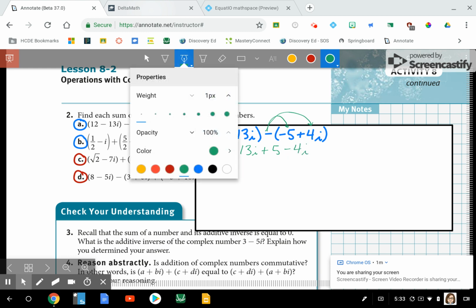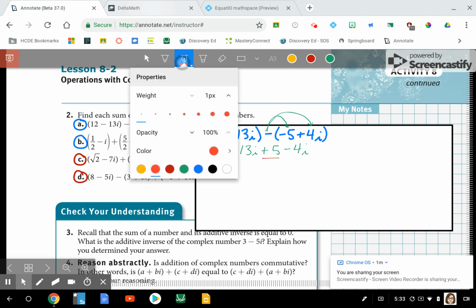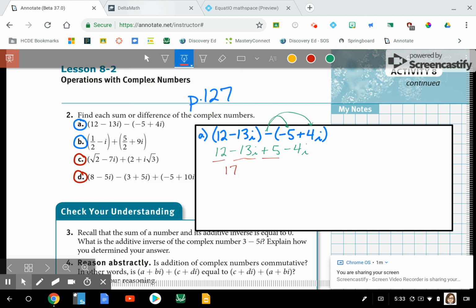Now that we have these terms, they can be combined. So the 12 plus the 5 gives us 17. Then the negative 13i minus 4i, that's a negative 17i. That's our final answer. We're done.